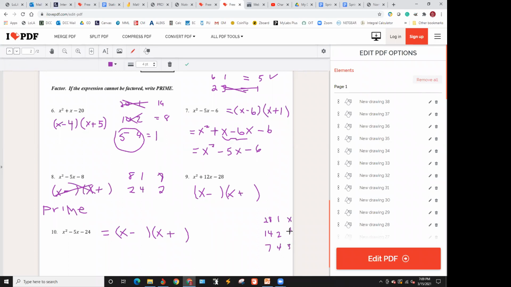Oops, you know what? This is the one. I don't know what I'm thinking. The difference between, so this one doesn't work. But here's our numbers, because 14 minus 2 is equal to 12. So that means then, since this is positive, the larger number is going to go there and the smaller number there. So does that look good? That looks good. All right.